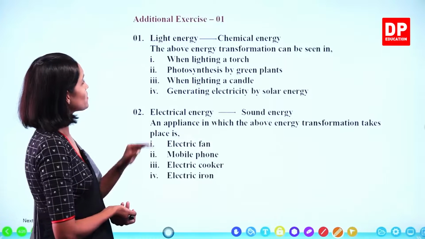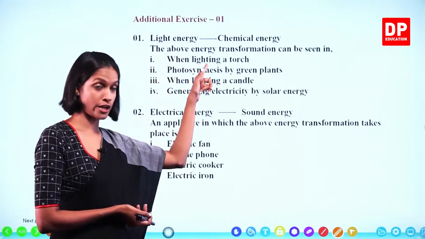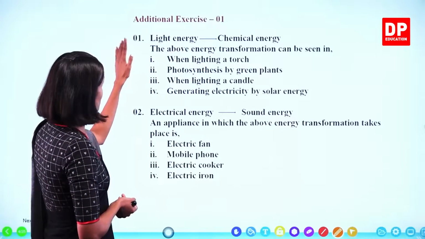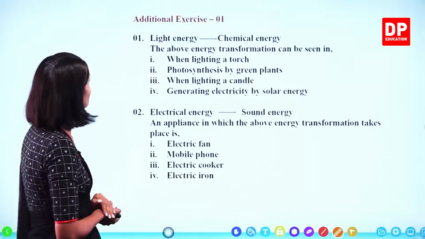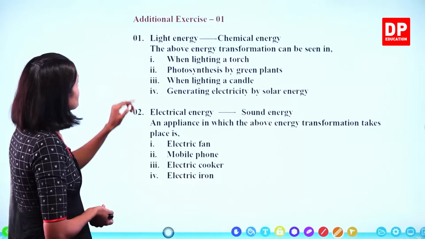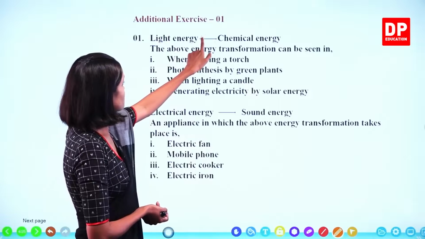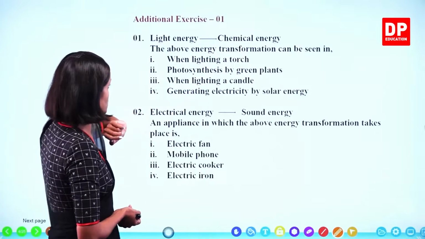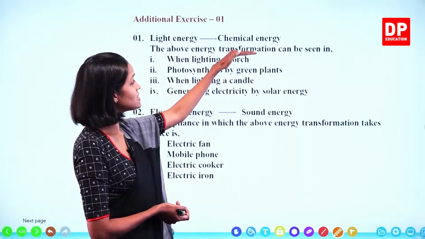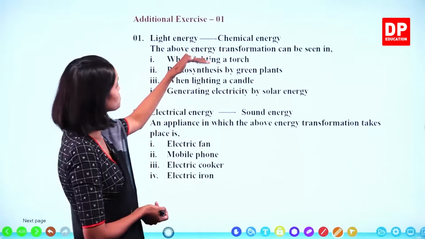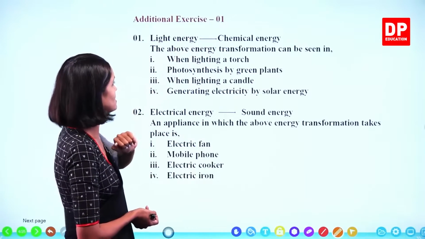Right. So additional exercise number 1. First question. Now here you have to underline the correct answer. Okay. Number 1. Light energy is converted to chemical energy. The above energy transformation can be seen in. Let's go through this light into chemical energy.